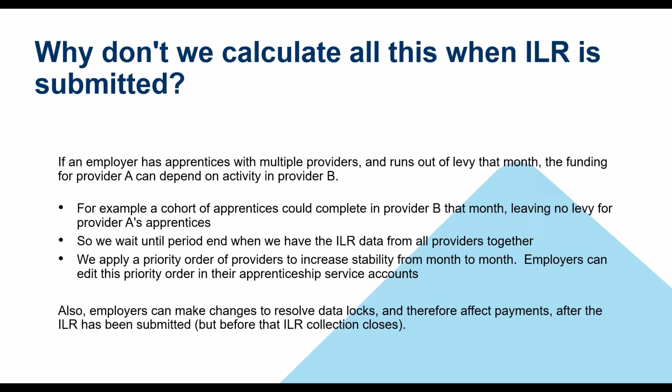So we wait until period end when we have all the ILR data for all the providers together. We apply a priority order of providers to increase stability from month to month. Employers can edit this priority order in their Apprenticeship Service accounts if they want to. Also, employers can make changes to resolve data locks and therefore affect payments after the ILR has been submitted, but before the ILR collection closes.